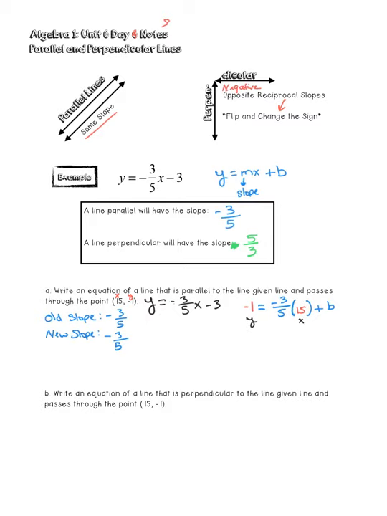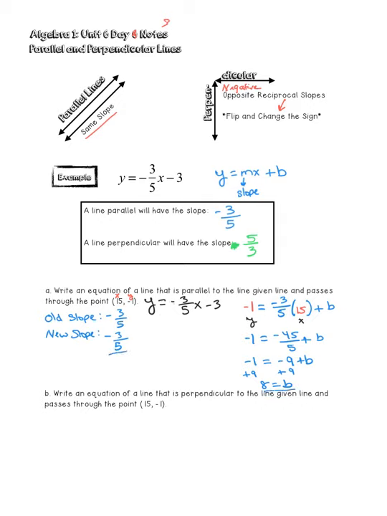Now I'm going to do my math. So negative 1 equals, multiplying fractions, negative 3 times 15 is negative 45 over 5, not 9. I'm jumping the gun. Negative 45 over 5 plus b. Negative 1 equals negative 9 plus b. Add 9 to both sides. 8 equals b. I have my b value. I have my new slope.